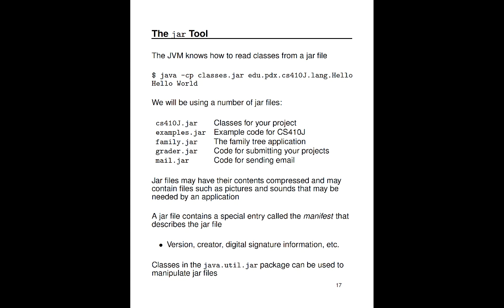And to reiterate a couple of points about jar files, they don't have to contain just class files. They can have pictures, sounds, or again, text resources. Anything that's needed by your application can reside inside a jar file. And jar files also have special entries called manifests that have information about the jar file, like who created it, what version of the library it is, information about digital signatures, all sorts of good stuff. And there's even a Java API that can be used to manipulate jar files, to open them up, to maybe add entries, things like that. It's in the java.util.jar package.